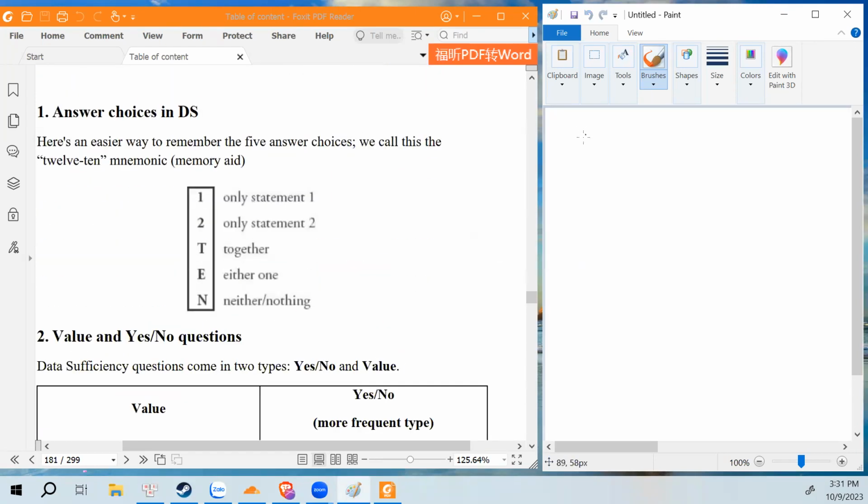Here's a quick rule of thumb. 1, 2, TEN, 1, 2, 10. 1 for answer choice A, 2 for answer choice B, T for answer choice C, E for answer choice D, N for answer choice E. So what does that really mean?